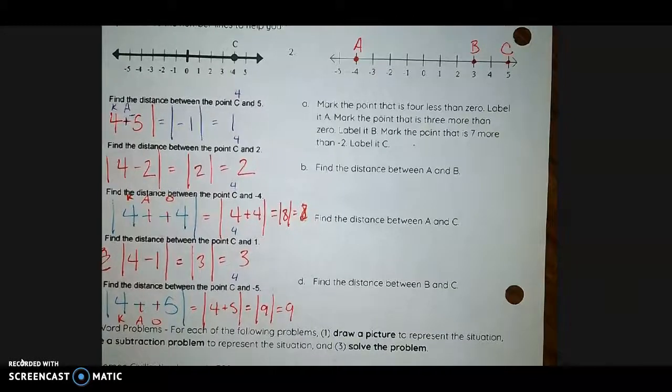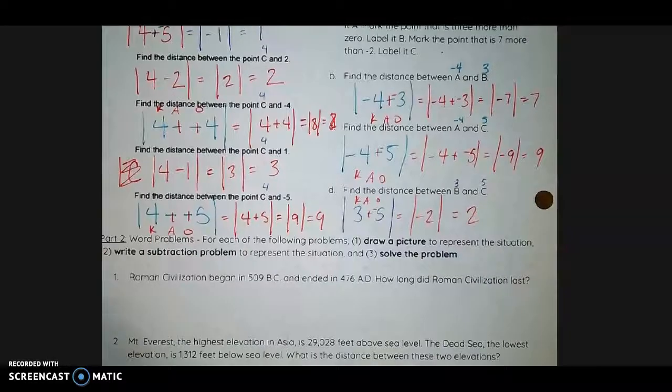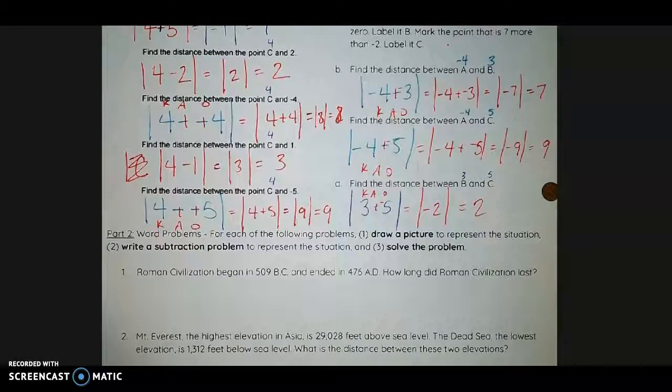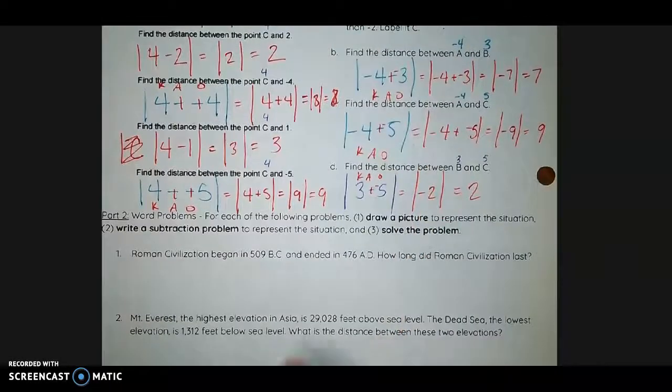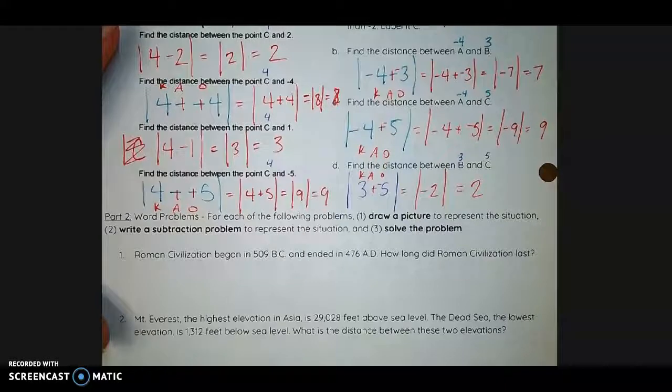I want you to pause it, and I want you to try to find these distances and then turn it back on and check your work. So go ahead and pause that video again and check your work. So now that you've paused that and checked your answers, we're going to talk about these word problems at the bottom. So we're going to possibly draw a picture to represent the situation if necessary.